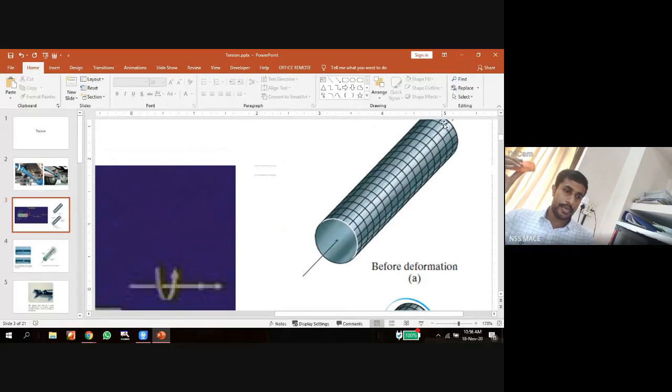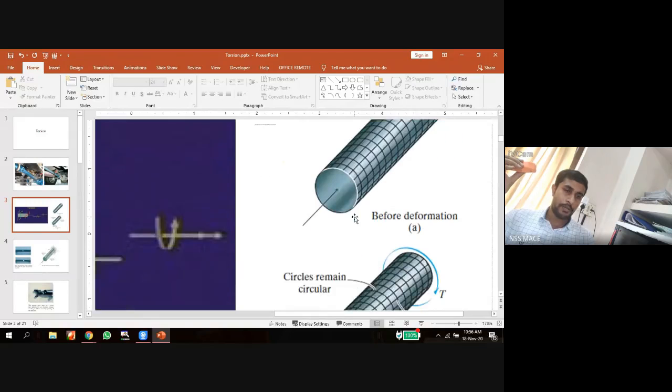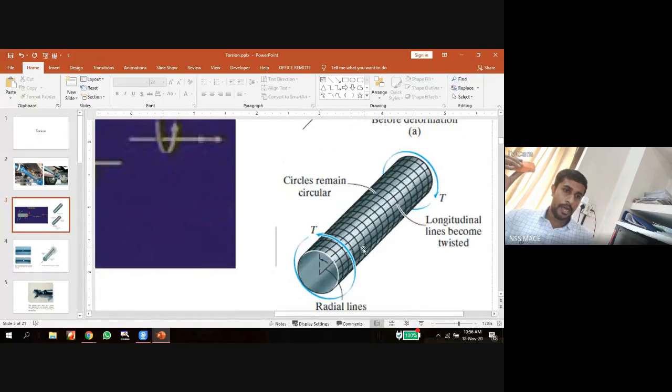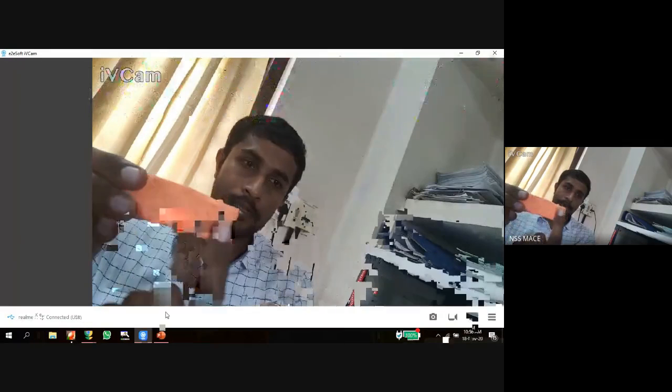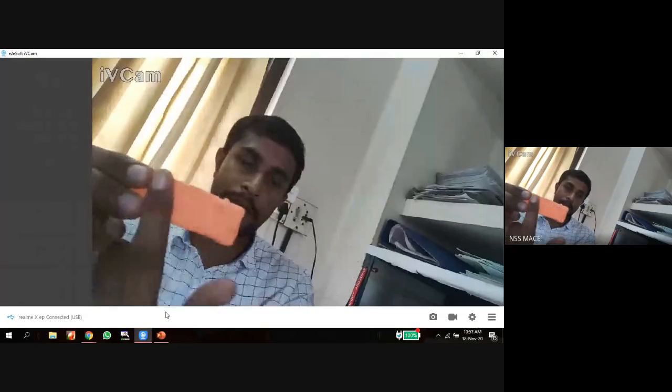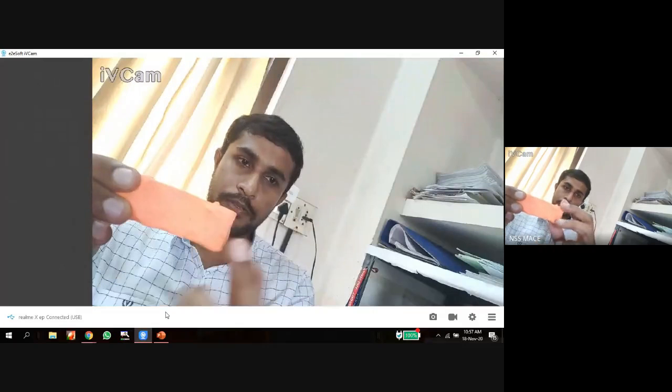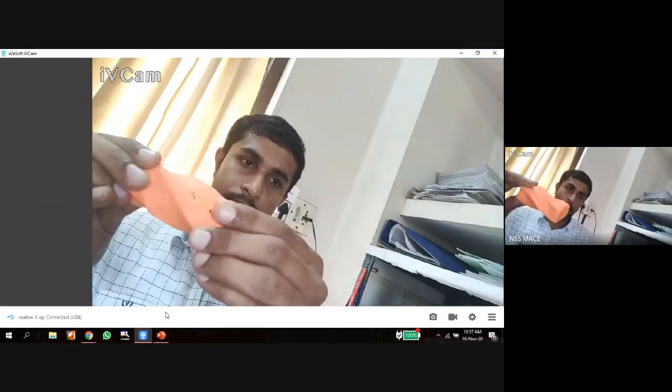Initially, this longitudinal axis was straight in this direction. But after application of torque, this longitudinal axis rotates by an angle. Can you see this? Or a twisting is produced on this shaft. When I rotate this, initially we can see this face is a perfectly planar face. After rotation, we can see it's not a plane.